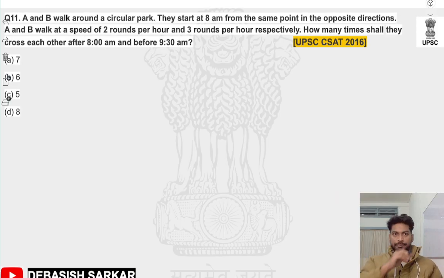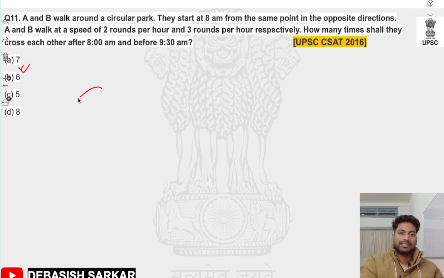Okay, A and B walk around a circular park. They started at 8 AM from the same point and in the opposite direction. Okay, they are going in the opposite direction. The answer will be 7. Okay, how? Look, it's an easy one.